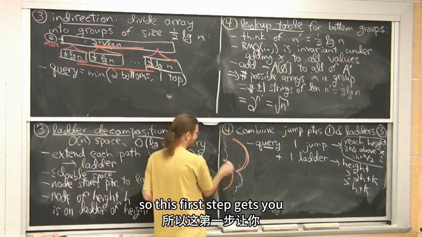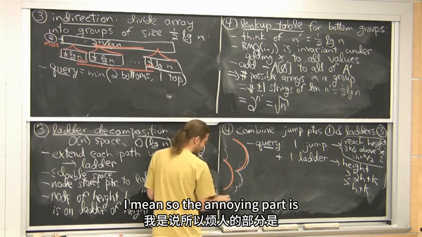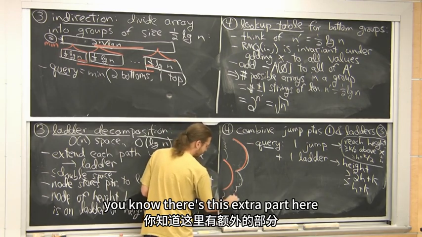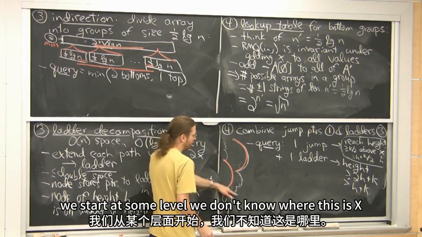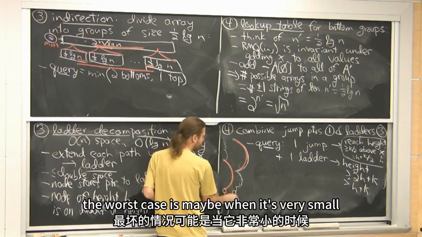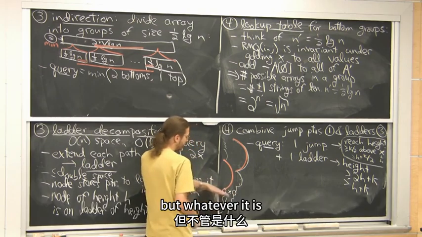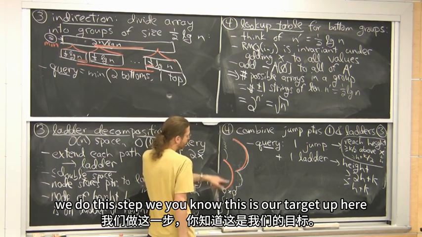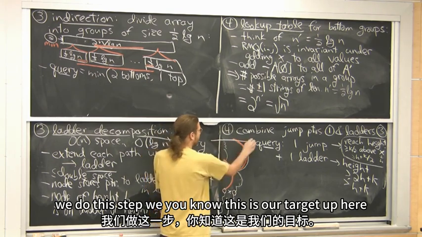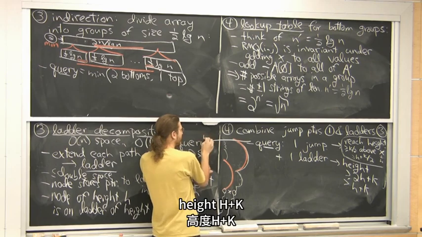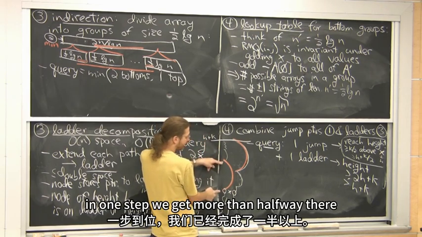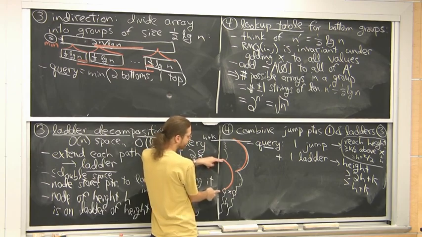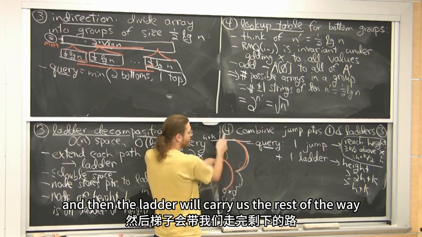So the annoying part is, there's this extra part here. This is the h part. We start at some level. We don't know where. This is x. The worst case is maybe when it's very small, but whatever it is, we do this step. This is our target up here. This is height h plus k. In one step, we get more than halfway there with the jump pointer, and then the ladder will carry us the rest of the way.